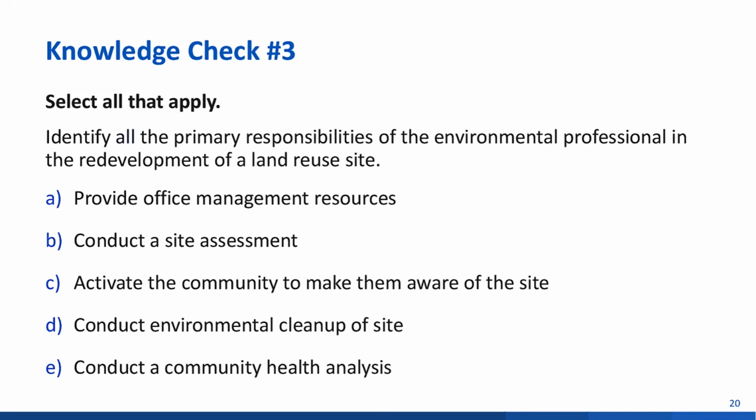Answers B, D, and E are correct. These are B. Conduct a site assessment. D. Conduct environmental cleanup. And E. Conduct a community health analysis. These are the primary responsibilities of the environmental professional. If they work for private sector, EPA, or a state environmental agency, they may be involved in site assessment and cleanup. If they work for ATSDR or a state health agency, they may be involved in community health analysis. Answer A is incorrect. This would be a responsibility of an administrative assistant or an office manager.